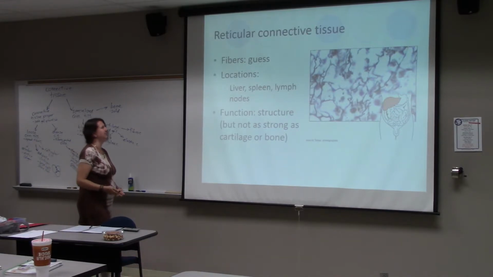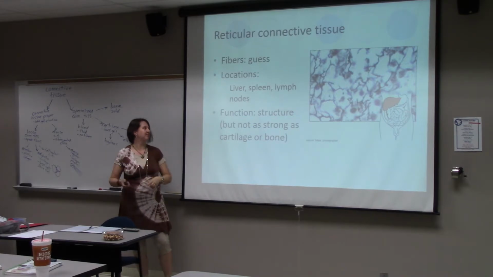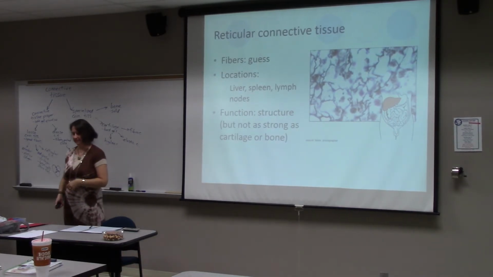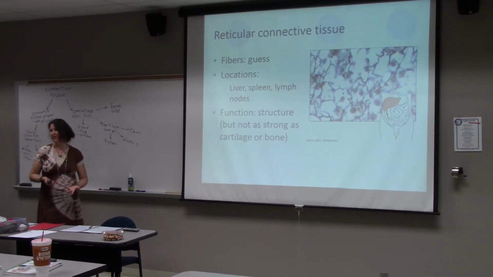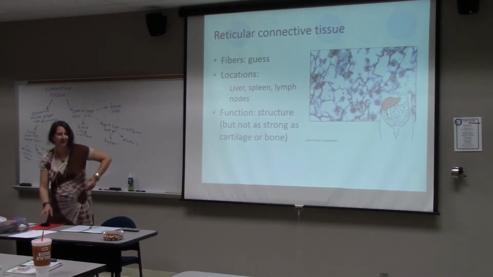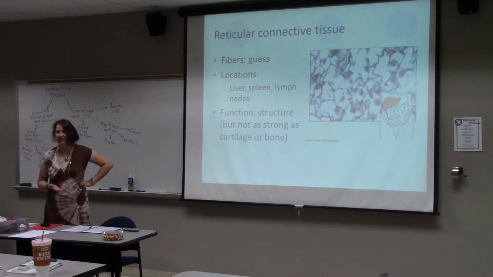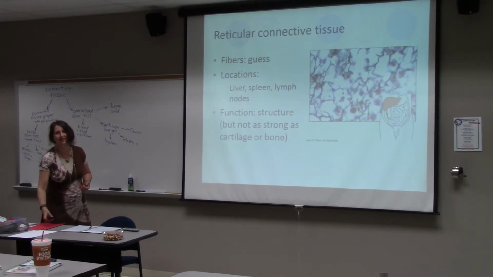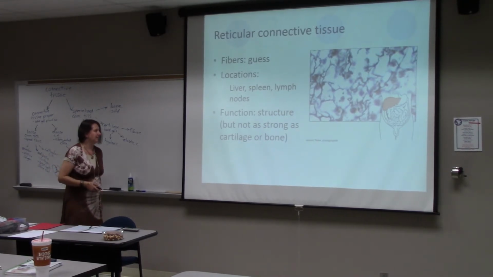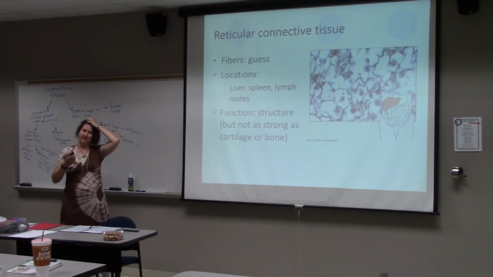So, reticular, liver, spleen, and lymph nodes, reticular fibers, obviously. So it can provide structure to the organs, but not really any protection. So your spleen, which is up over in here, gets a little bit of protection from ribs, but it can be damaged really easily because all it's really got holding it together is this reticular connective tissue. So this one won't be in the lab.